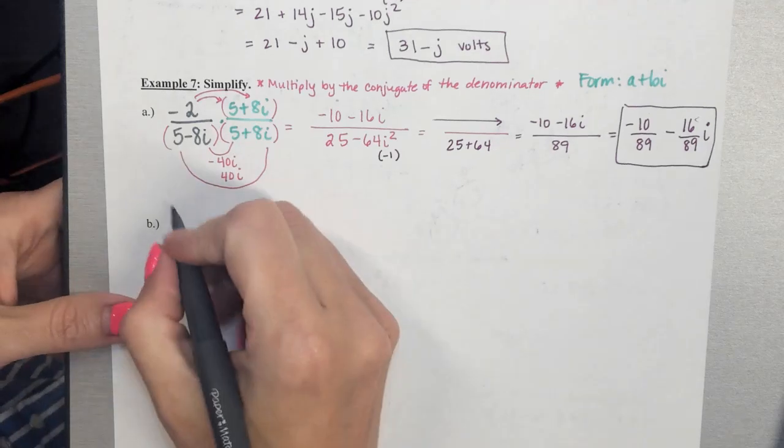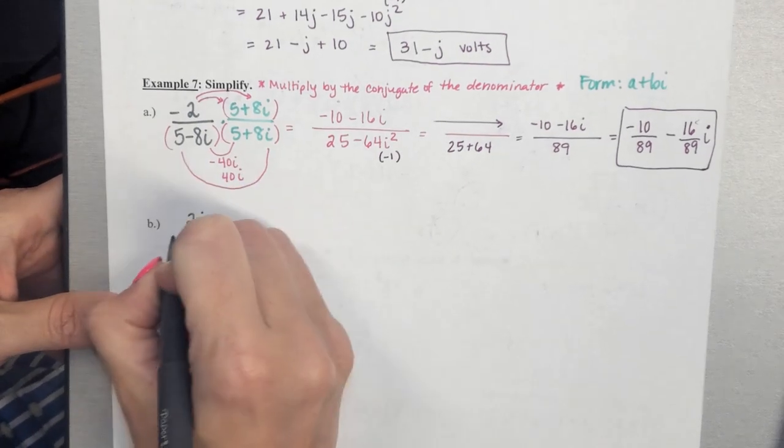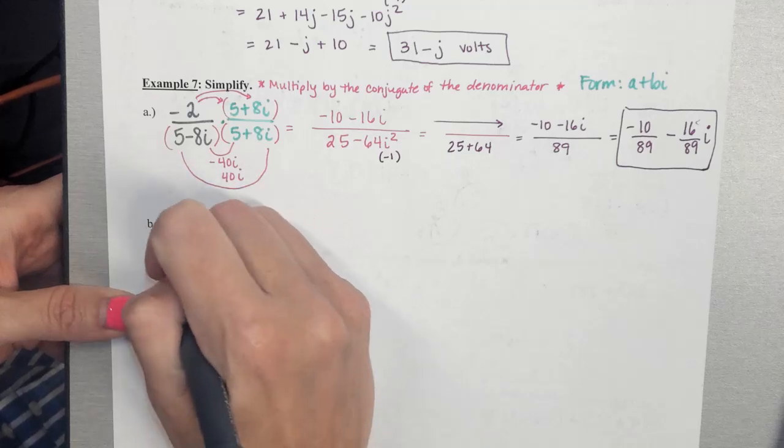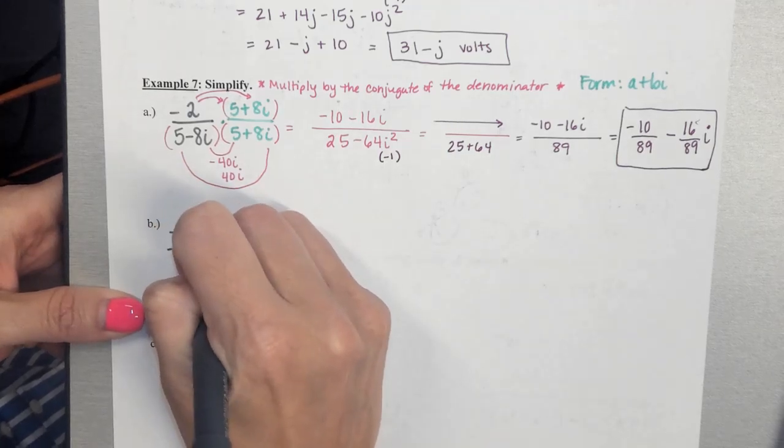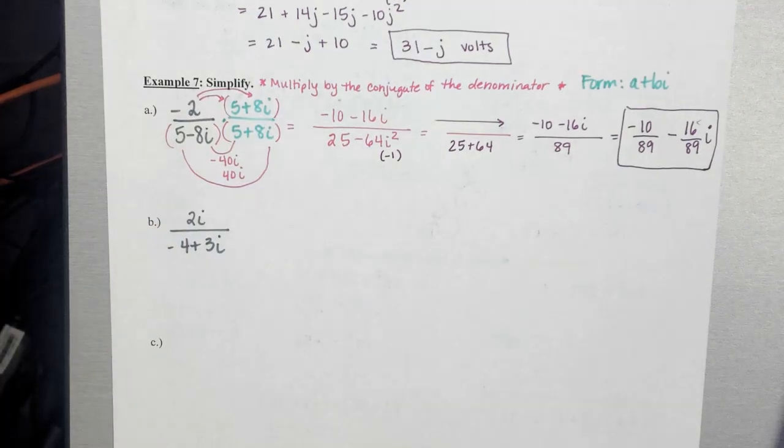All right, so for part B, this is going to start the same. So I want you to see if you can pick what you're going to multiply by. What's the conjugate going to be? And then let's multiply that by the top and the bottom.